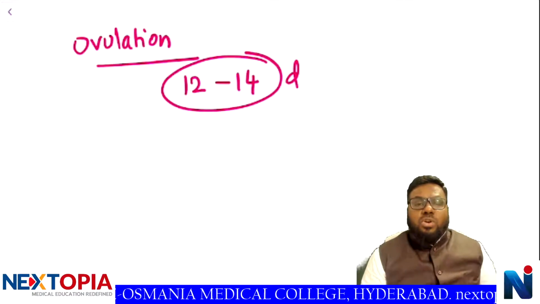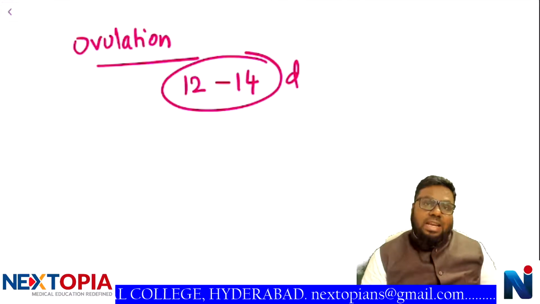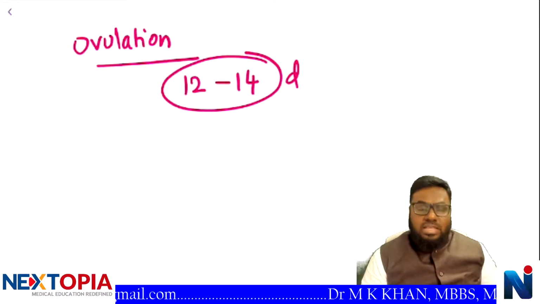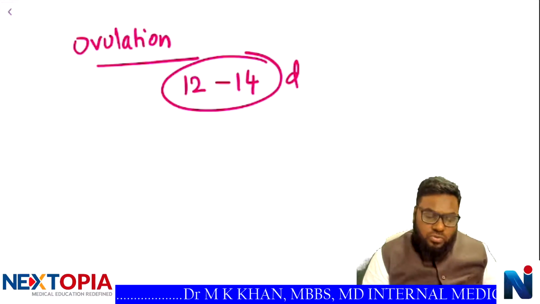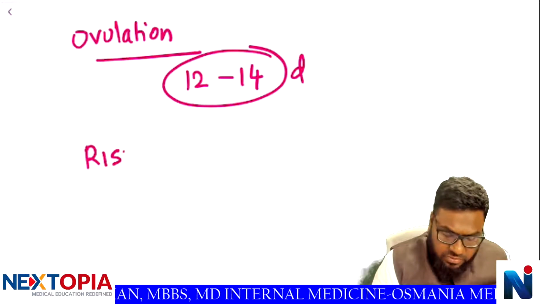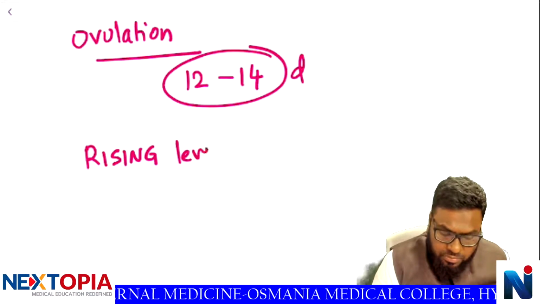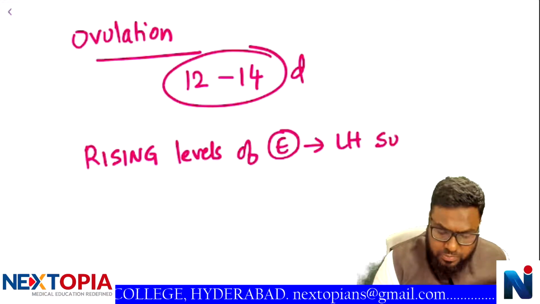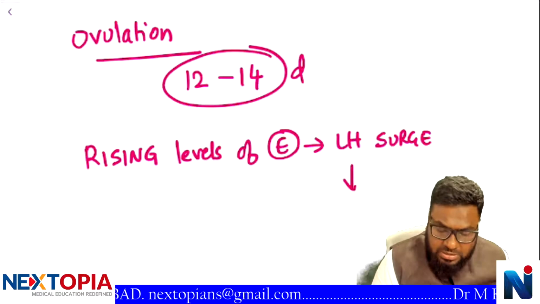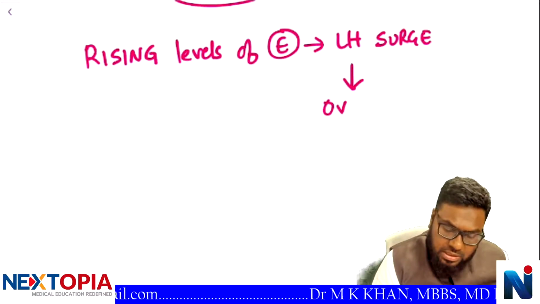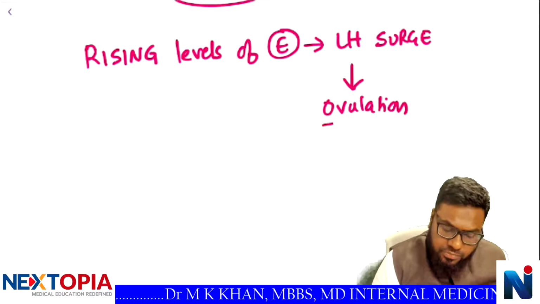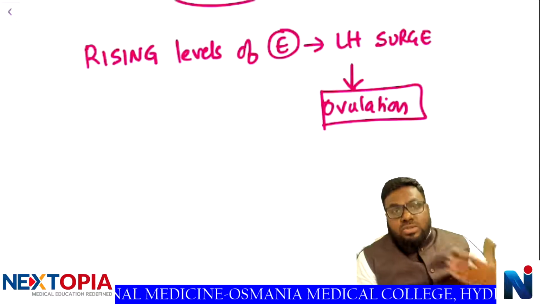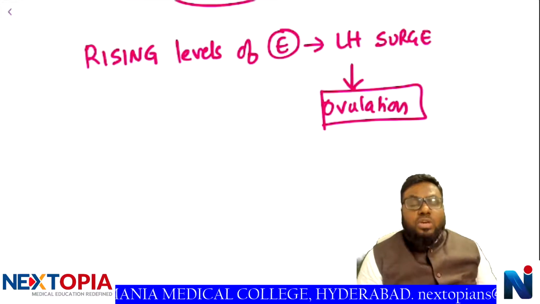And what is responsible for ovulation? The LH surge. And what is responsible for LH surge? The rising levels of estrogen. Rising levels of estrogen are responsible for LH surge. LH surge is responsible for ovulation. If you want, I'll write it down. Rising levels of estrogen are responsible for LH surge, and LH surge results in ovulation. So if this mechanism is lost, ovulation does not occur, and non-ovulatory cycles will occur.